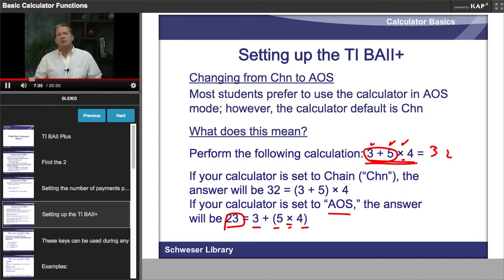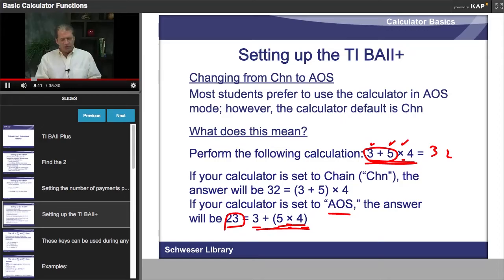And so even if you are set in chain mode, you can insert your own parentheses. So if I did 3 plus, and let me write this for you, if I were in chain mode and entered this with the parentheses, then I'd get 23. And when you close that parenthesis, you have to hit the equal sign after that. Closing the parenthesis would give you this value, 20, and then the equal sign would get you to 23.